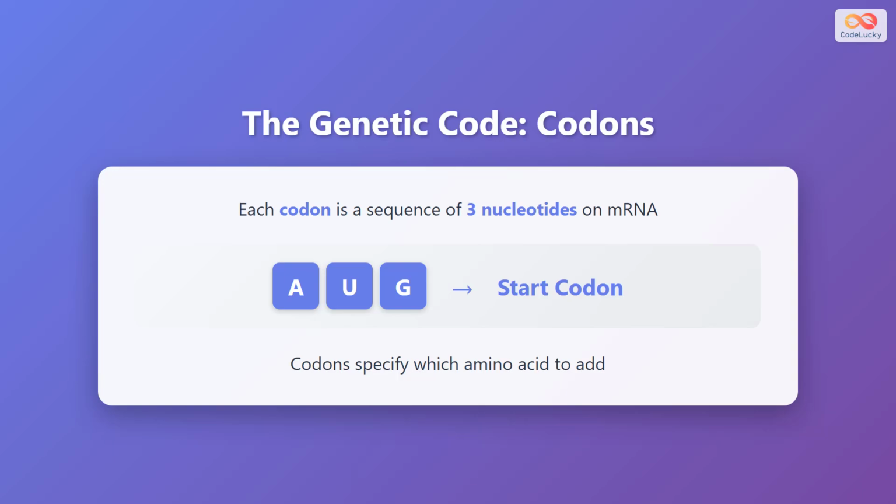The genetic code is written in units called codons. Each codon consists of exactly 3 nucleotides on the messenger RNA strand. These 3-letter combinations specify which amino acid should be added next to the growing protein chain. For example, the codon AUG is particularly important because it serves as the start codon, signaling where translation should begin. There are 64 possible codon combinations, and most of them code for one of the 20 standard amino acids. The relationship between codons and amino acids is what we call the genetic code, and it's nearly universal across all forms of life.